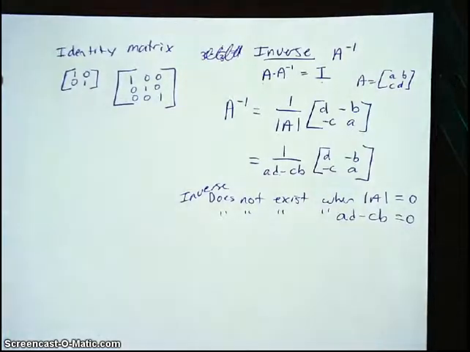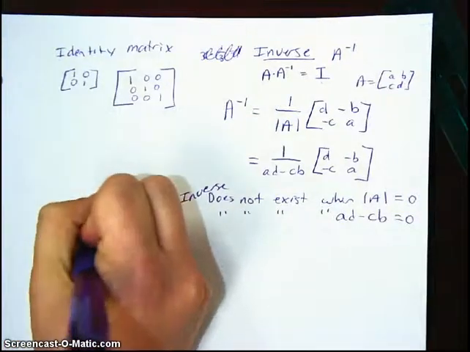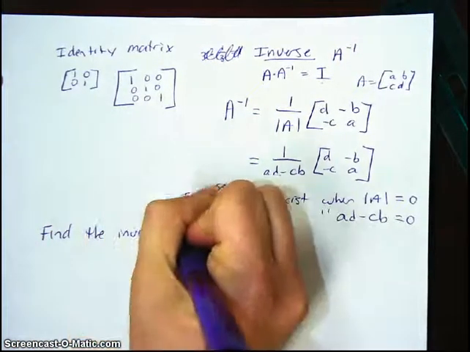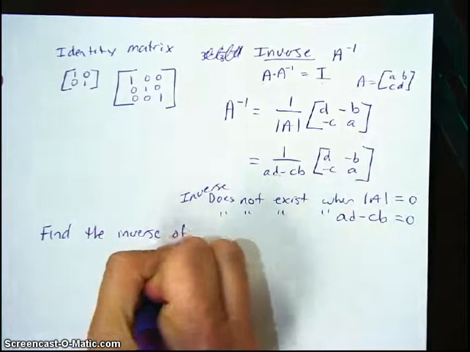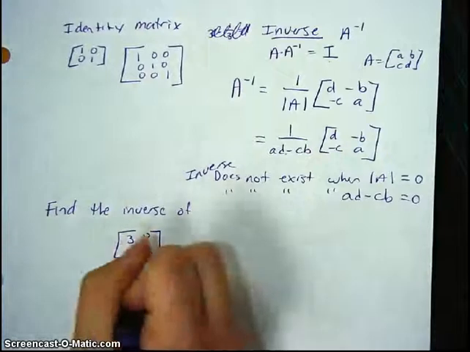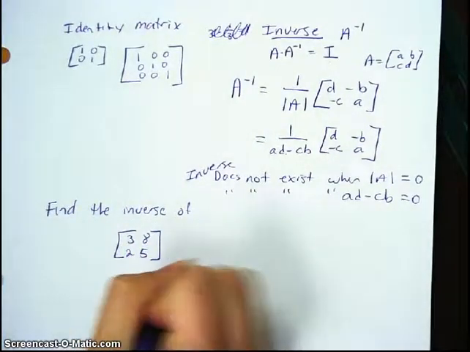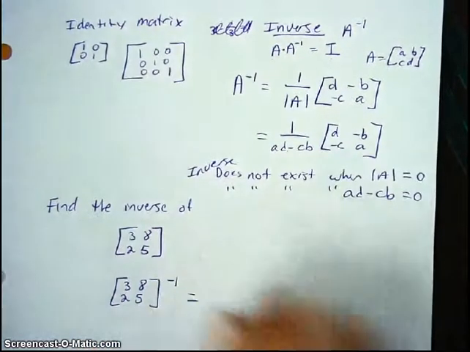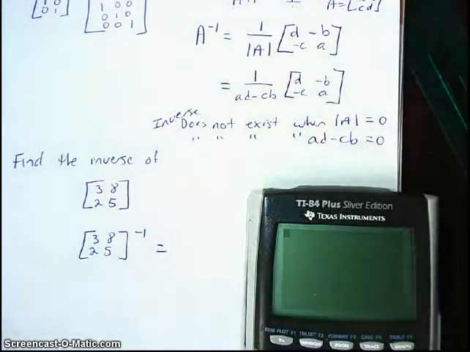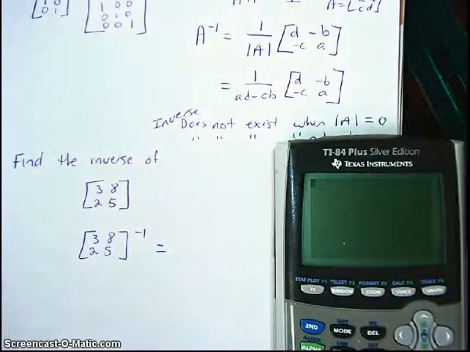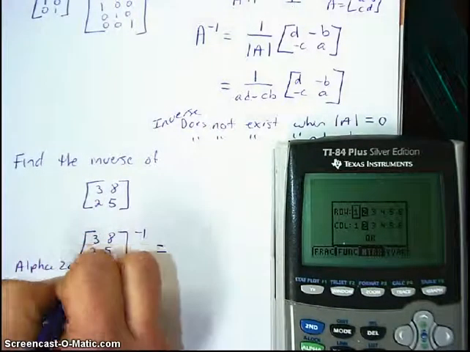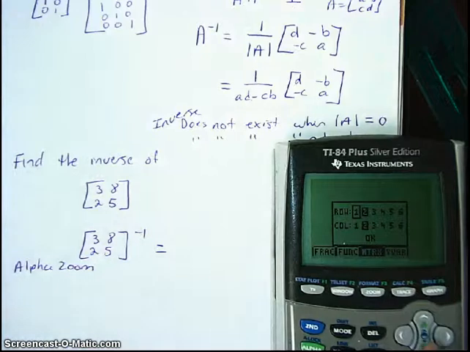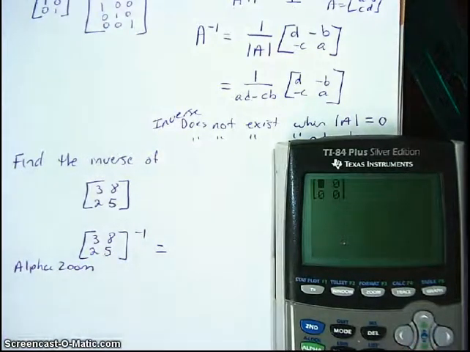Now, we're going to do inverse matrices on your calculator. So if our question was find the inverse of the matrix 3, 8, 2, 5, in order to do this in our calculator, first we need to create the matrix. So we'd hit alpha zoom. We need to determine the number of rows and columns. This is a 2 by 2 matrix, so we're going to choose a 2 by 2 matrix.